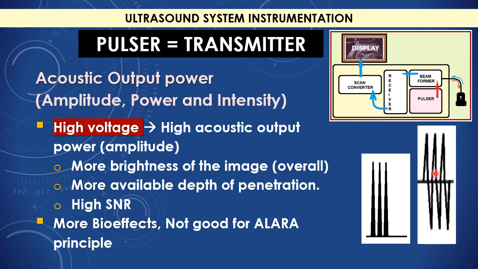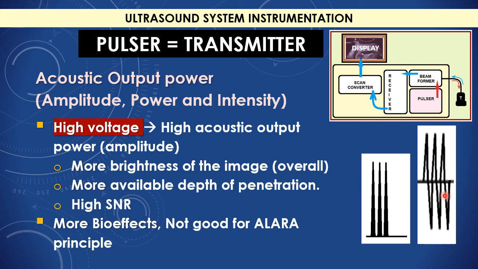I will also get more available depth for penetration because I'm delivering high output power to the tissue. So I can expect this output power to vanish deeper than if I'm having a lower amplitude. Lower amplitudes usually vanish earlier, but if the amplitude is high, they will go deeper in the tissues. So this is more available depth of penetration if I'm having high amplitude energy.